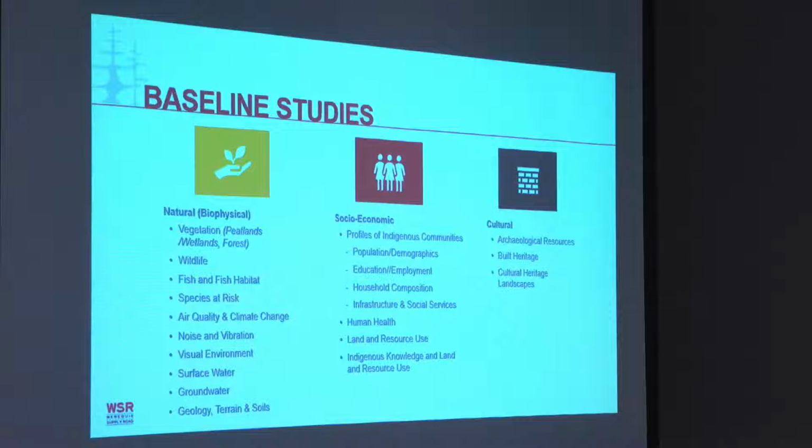So those studies go under three basic categories: natural or biophysical, so you're talking plants, vegetation, wildlife, fish and fish habitats; species at risk, which are certain species that are designated by government agencies as being of importance, like sturgeon, for example; air quality, climate change, noise and vibration, all these things. Some people don't always think of these as being part of an environmental assessment, but they are, because they're part of the environment. Noise and visual environment too, visual impacts, that's part of it as well. Surface water, groundwater, geology, terrain, soils.